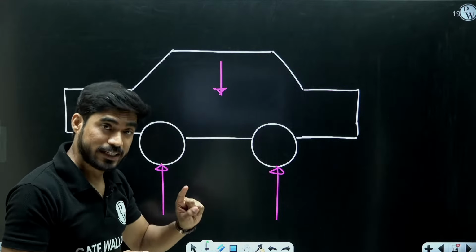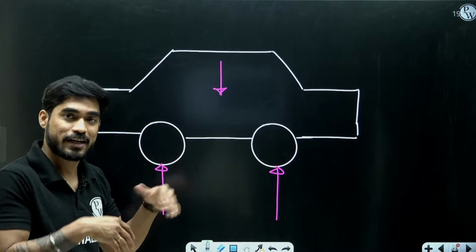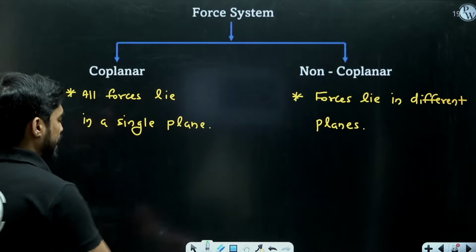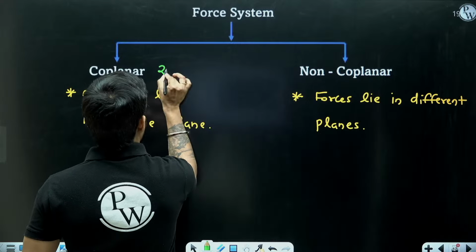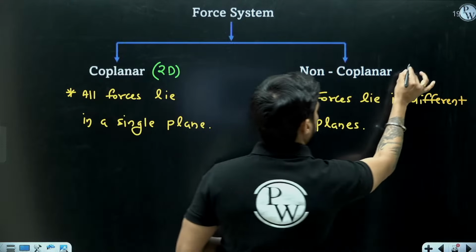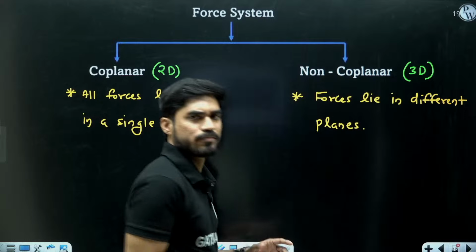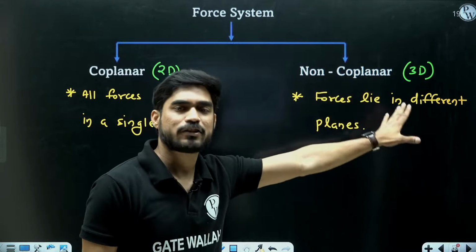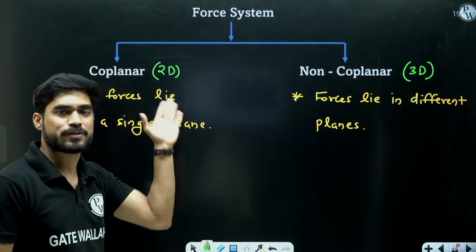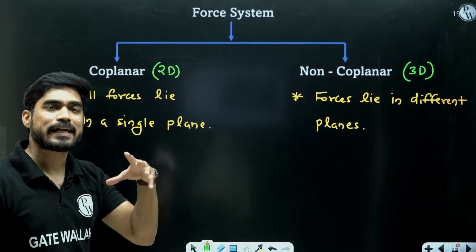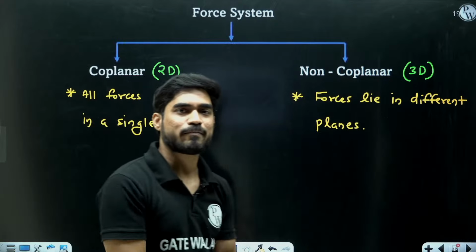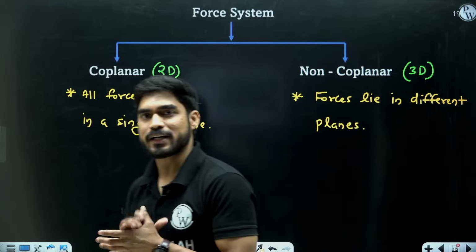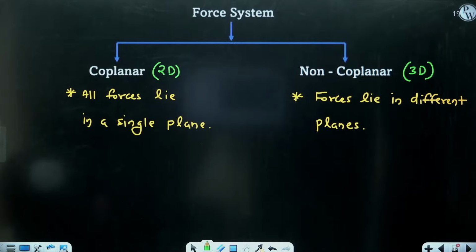So actually, practically, it is a 3-dimensional force system, but we are assuming it is 2-dimensional. Okay. So coplanar force systems are 2-dimensional force systems and non-coplanar force systems are 3-dimensional force systems. Practically all force systems are three-dimensional only, but in most of the cases we assume it to be a two-dimensional force system so that it makes our calculation easy. Are you getting my point? Why we are assuming the forces to be coplanar? I hope so. Yes.